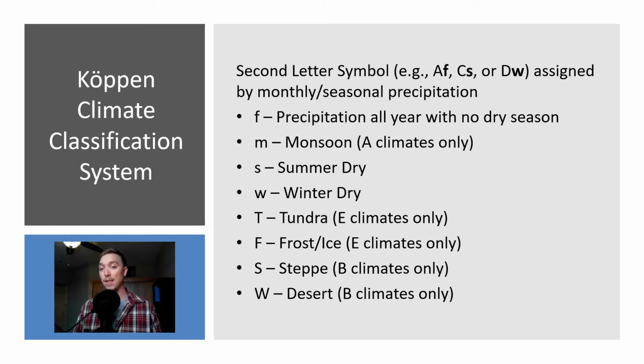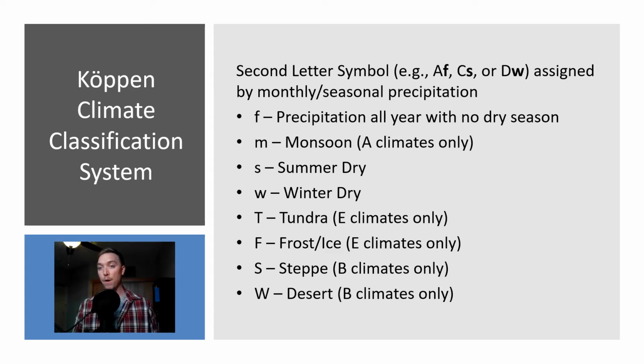For S, that means that summers are particularly dry. For A climates, see figure 2. Otherwise, if the precipitation of the driest summer month is less than or equal to 1/3 of the precipitation of the wettest winter month, you have an S. On the other hand, you have a W for dry winter in the case of an A climate, where you see figure 2. Or in other cases, if the precipitation of the driest winter month is less than or equal to 1/10 of the precipitation of the wettest summer month.